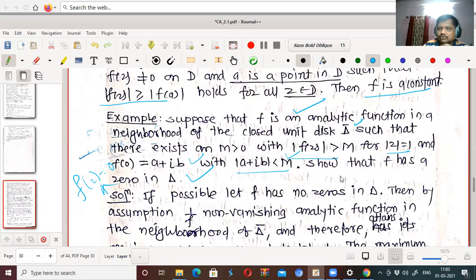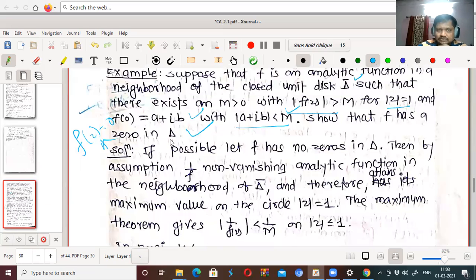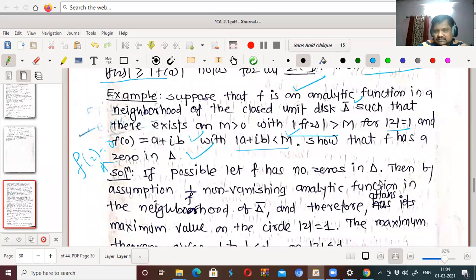Then we have to prove that f has a zero in that disk, inside the disk delta. If possible, suppose f has no zero in delta. Then by assumption, 1 by f is a non-zero analytic function in the neighborhood of delta bar. As f is non-zero in this delta, 1 by f is also non-zero. As f is analytic, 1 by f is also analytic, where f is non-zero.